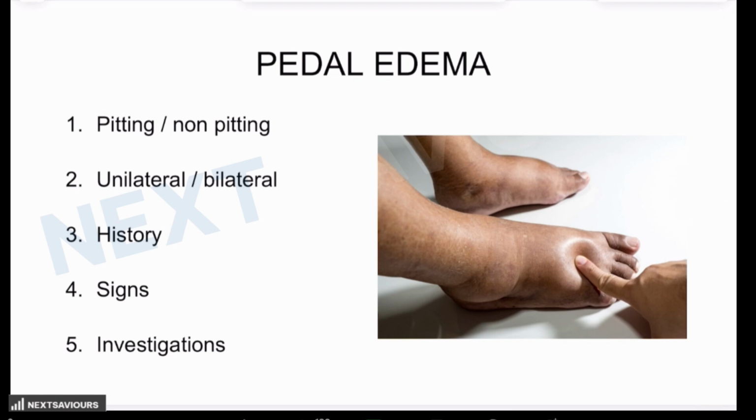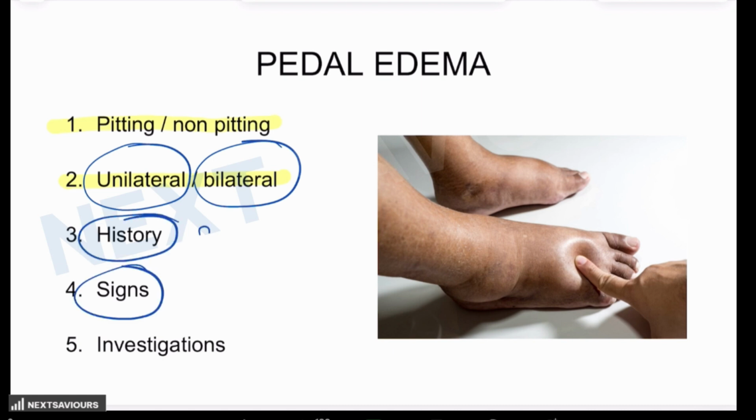edema. You see, the key important features for you to recognize are whether the edema is pitting or non-pitting. Obviously, we'll be talking about the mechanics behind it. Second, unilateral or bilateral, because the unilaterality or bilaterality of this edema might provide a hint for you to reach the diagnosis, whether it is because of a systemic or a local cause. Then important history and signs in order to reach the final diagnosis, and finally it is confirmed with the investigations.